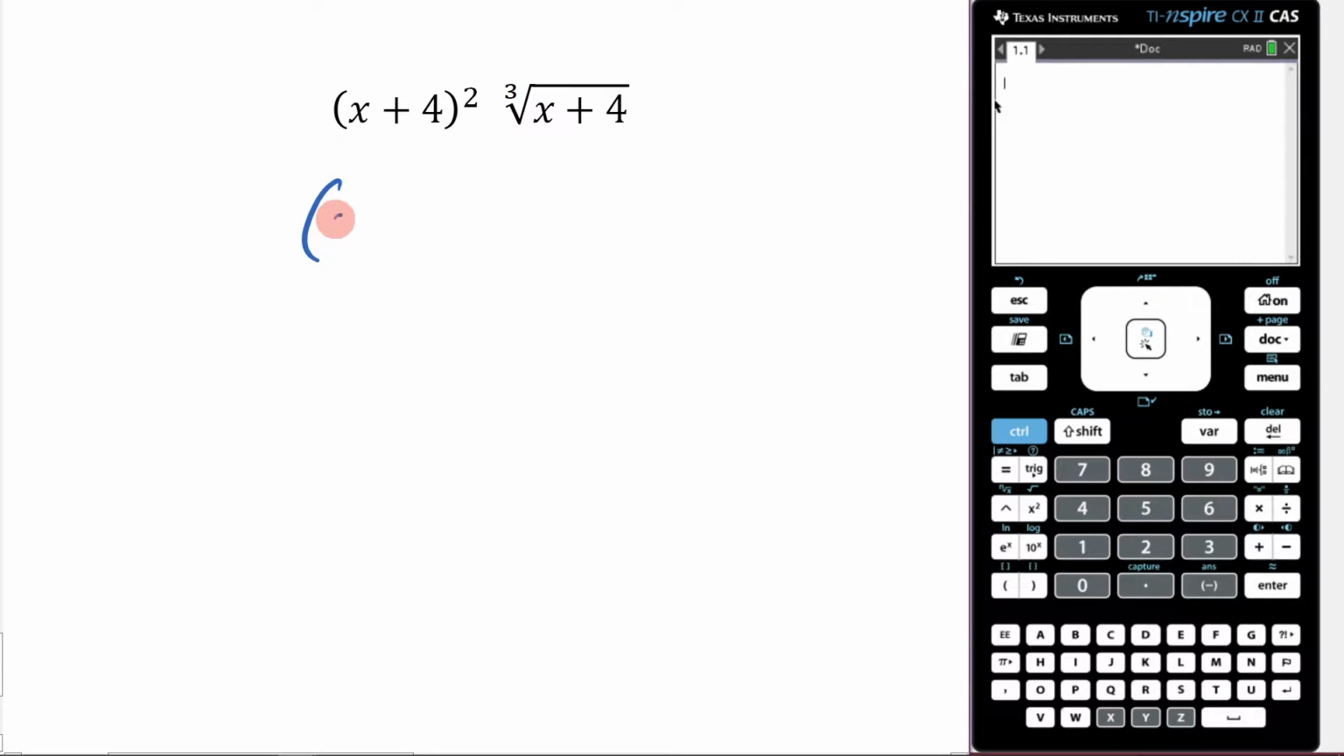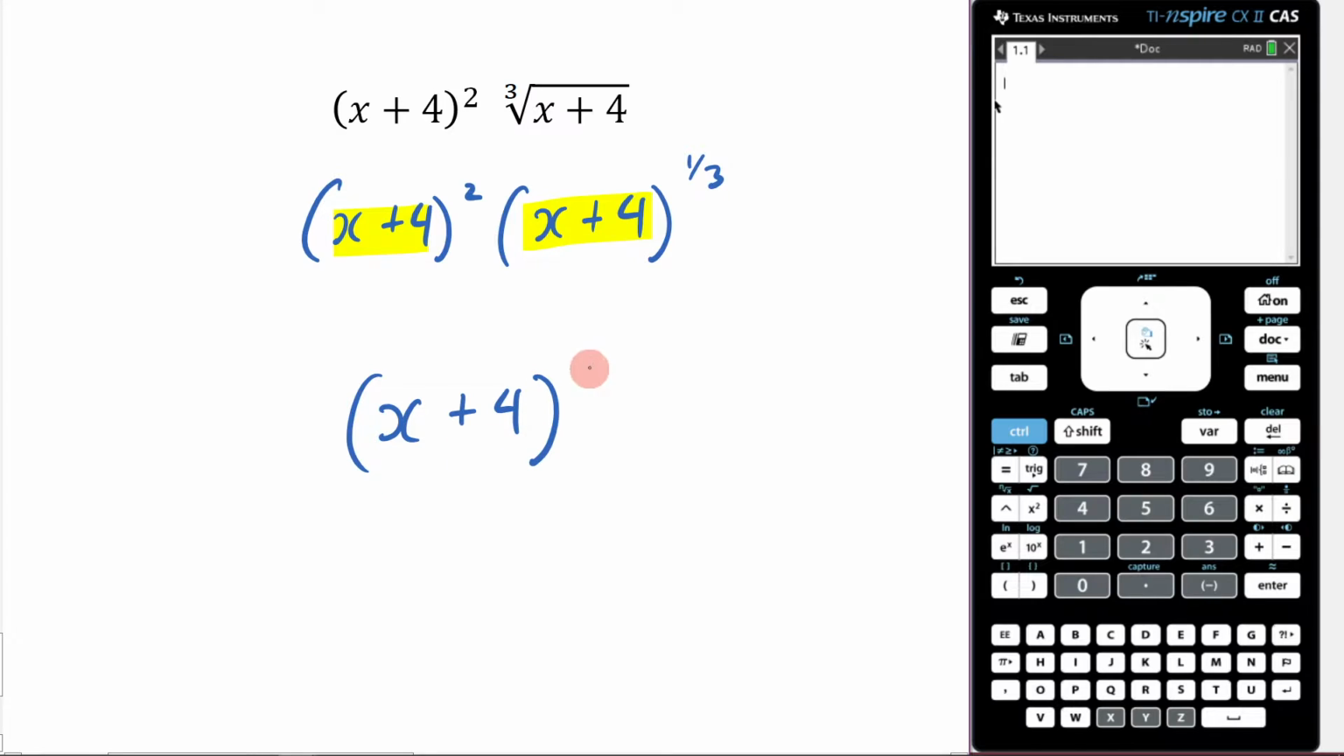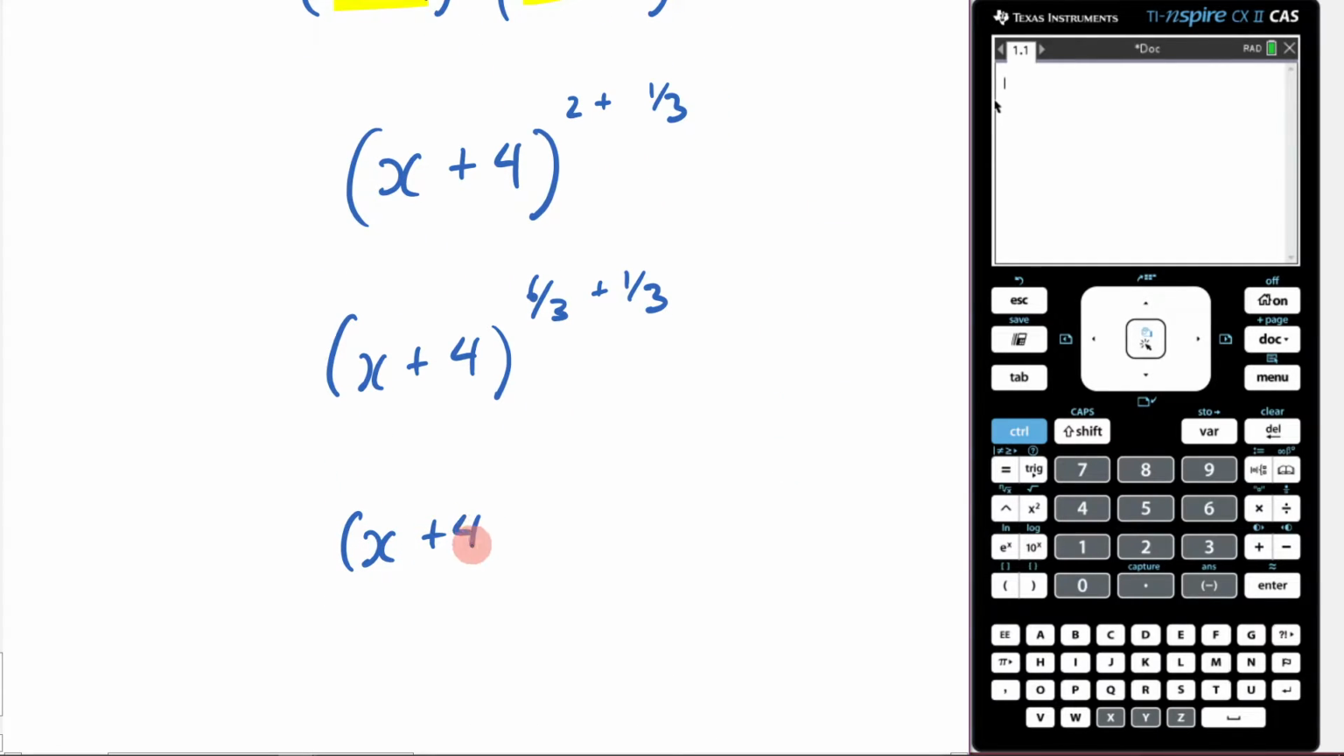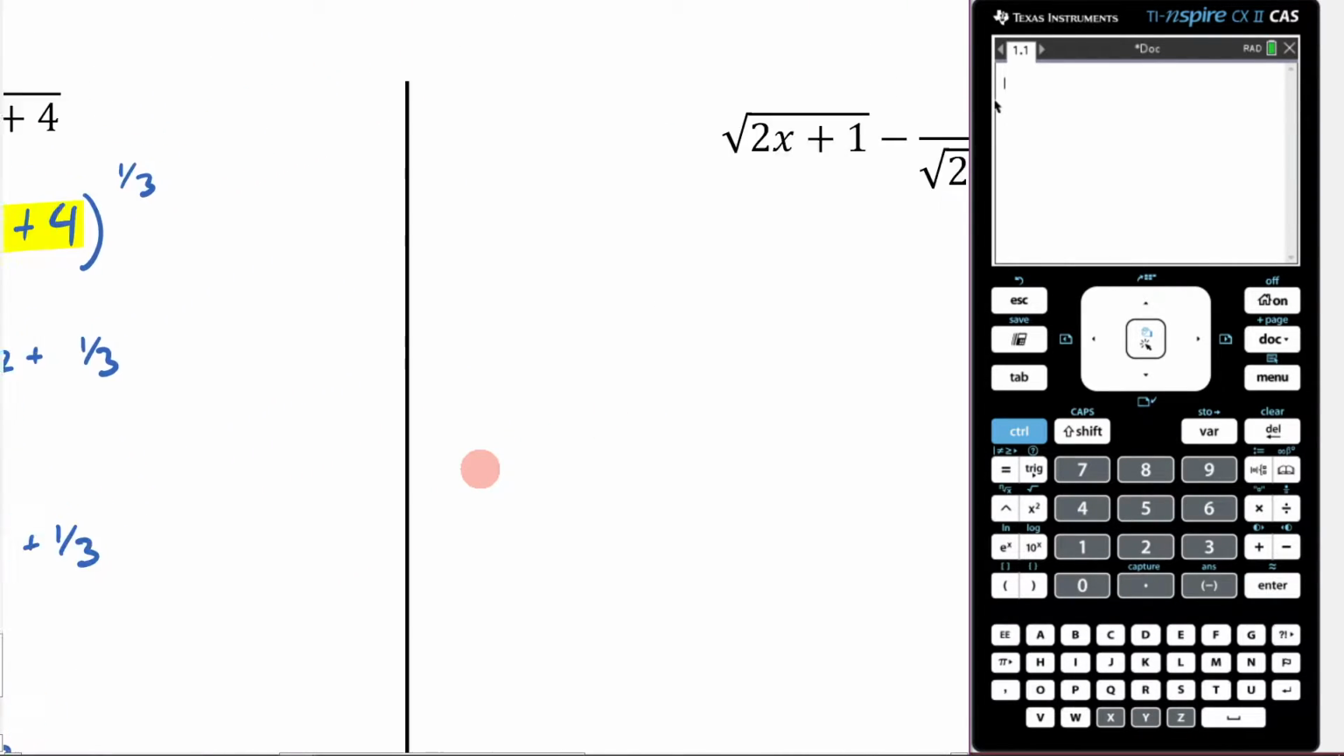So this is the same thing as (x+4)^2, and then I would write this as (x+4)^(1/3). Now, the thing that you need to notice is that the bases are the same. And what do you do when you're multiplying things with the same base? You add the indices. So this is going to be (x+4) to the power of 2 plus 1/3. You might be able to do this in your head, but 2 is the same as 6/3, plus 1/3. So my answer will be (x+4)^(7/3). Just like that.